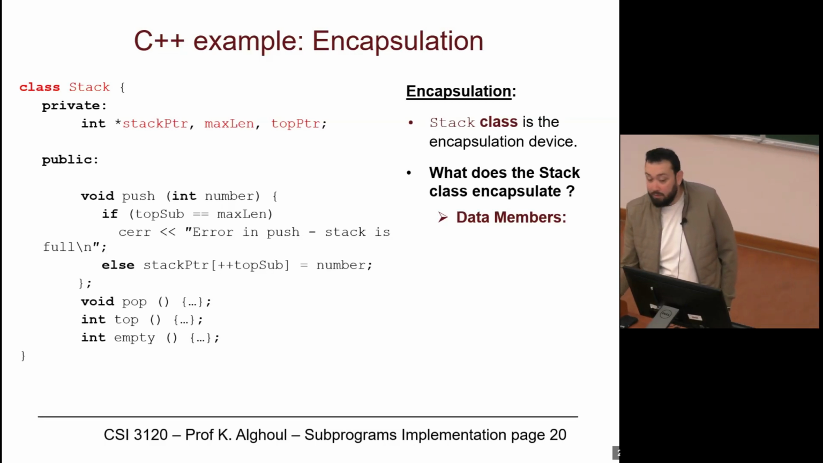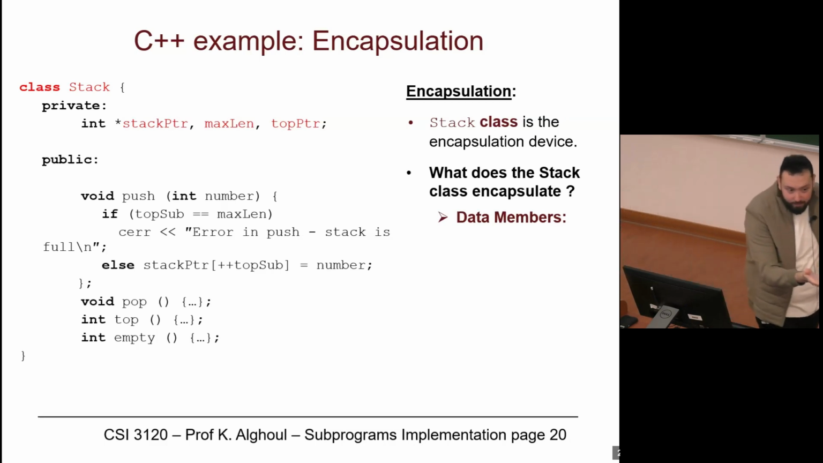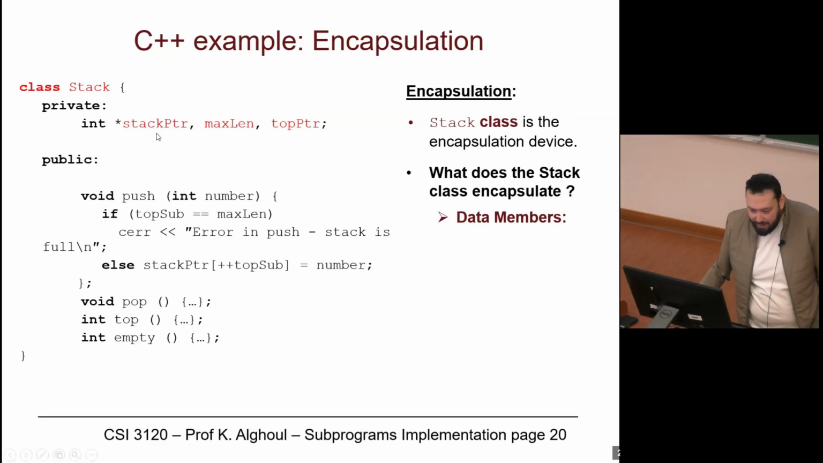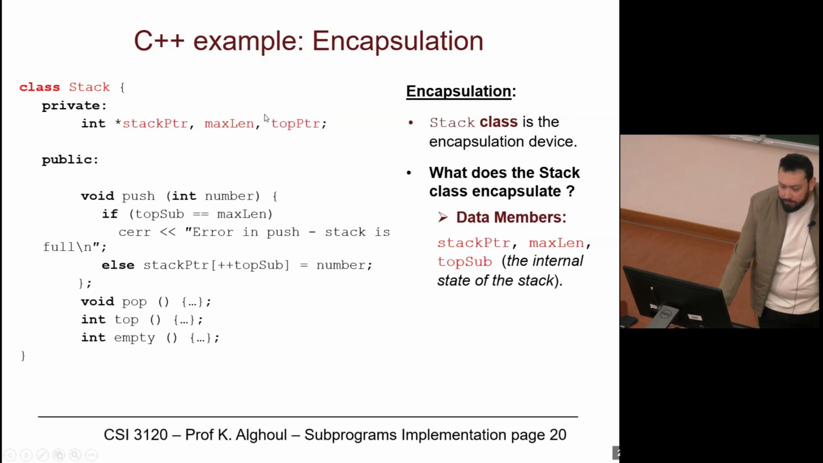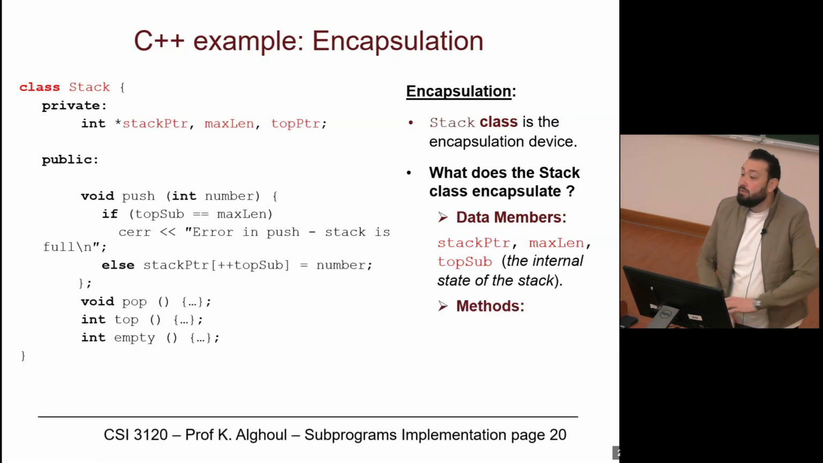In this example, mention them. What are the data members here? Name them. So the stack pointer, max length, top pointer. These three are the data members in this case, correct? Very good. What are the methods now, the operations?